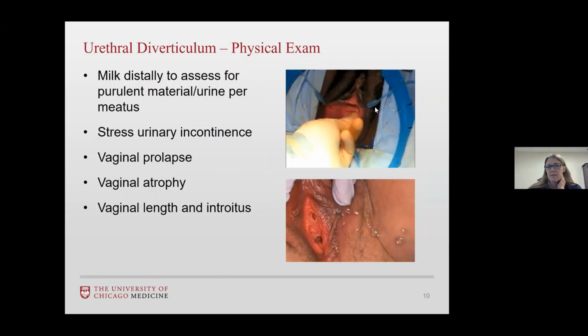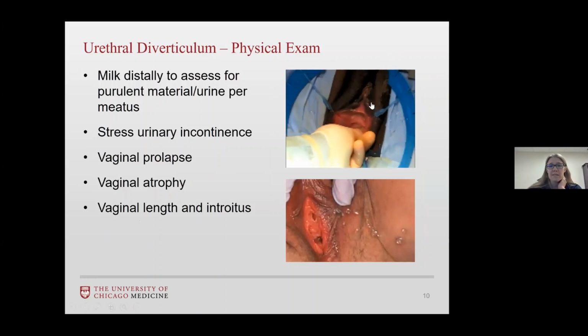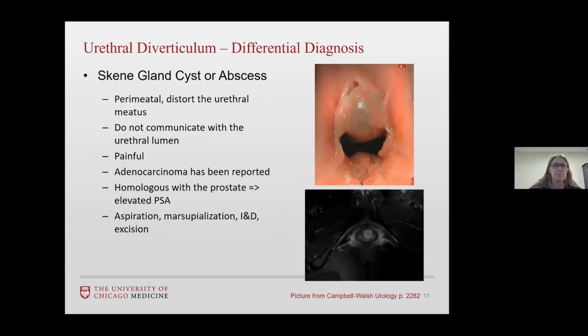You can get urethral drainage, per meatus, and then you want to also be looking for any stress urinary incontinence, because that's going to affect what you end up doing surgically. Obviously you want to do that with a relatively full bladder, which in our clinics can sometimes be challenging because we usually get PVRs when they come in the door. We have them pee for a UA. You also want to look for vaginal prolapse, vaginal atrophy, and then the vaginal length and introitus, because they're all going to affect, again, your surgical management.